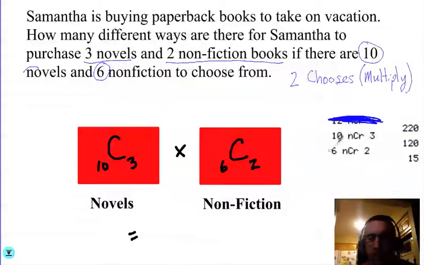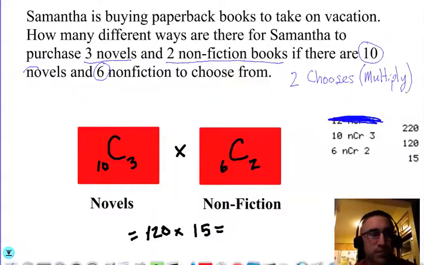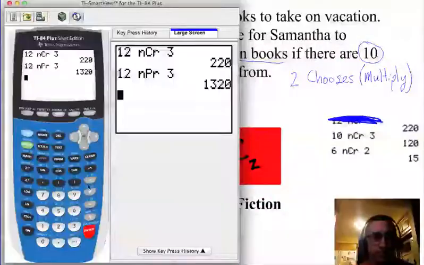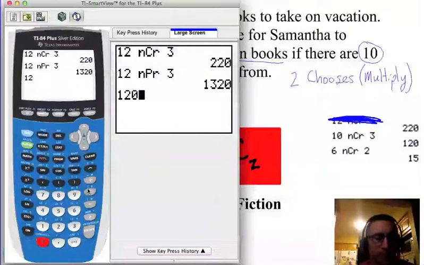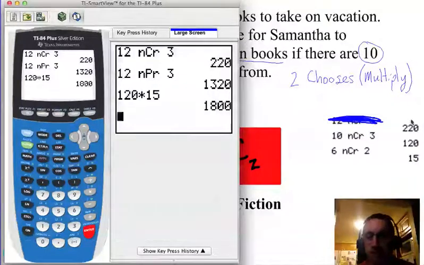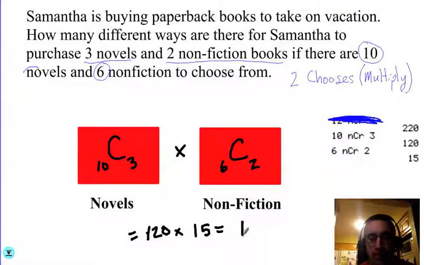And over on the right here, I've already done this on my calculator. 10 choose 3 is 120 times 6 choose 2 is 15. And with a little help from the calculator, 120 times 15 is 1800. So our answer would be she has 1800 different choices to make.